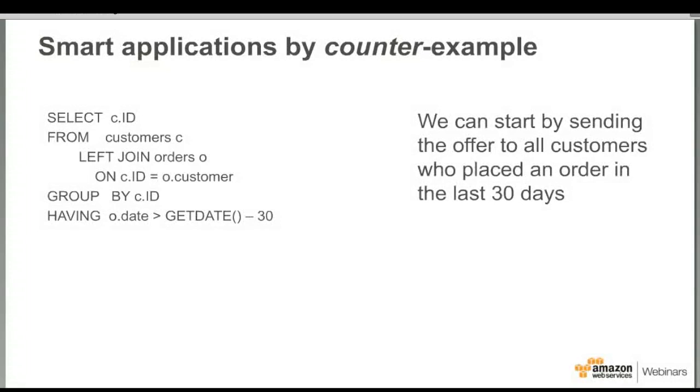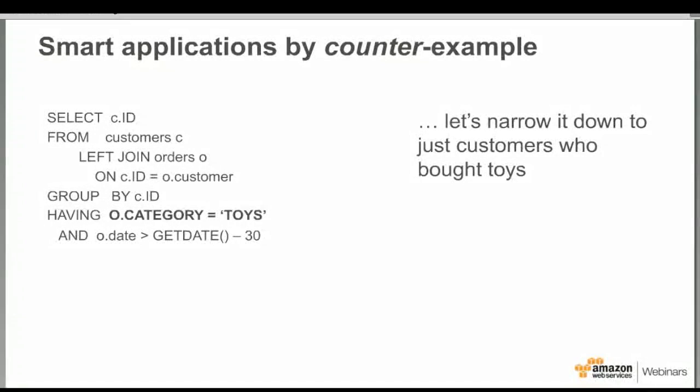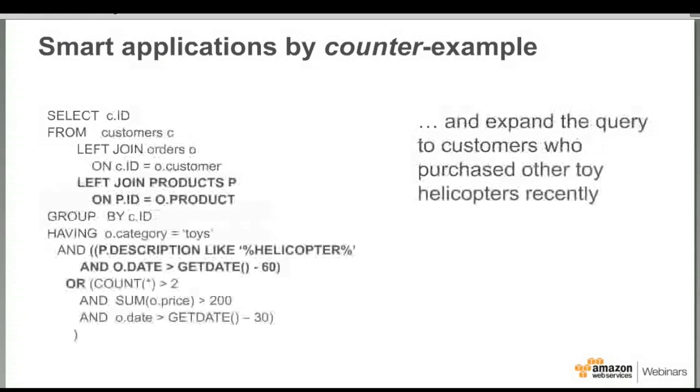So we can make this query a little more complex. We can say, let's only target customers who have purchased a toy in the last 30 days. It's a little better, but there are all kinds of toys out there. It's still not a very good query. We can make this even better. We can make this query much more complex. We can say, well, let's look at what customers have actually purchased, and let's only send this email to customers who have purchased a toy that has the word helicopter in the description, and they've done it in the last 60 days, or they've placed at least a couple of orders in the last 30 days that were all for a large amount of money. So you can see this query is getting large.